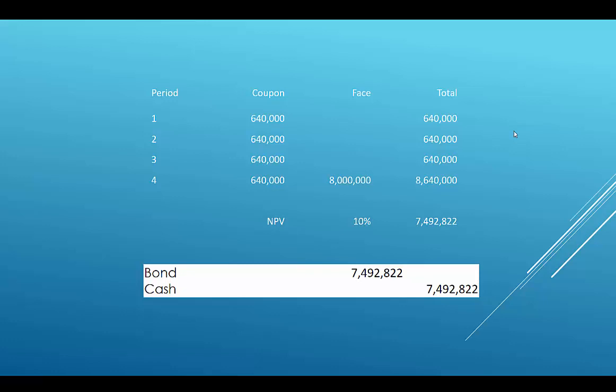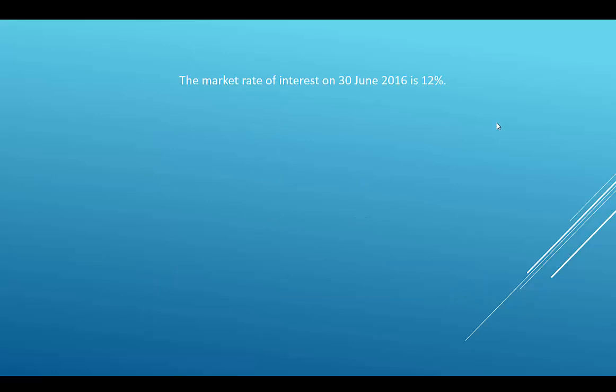Now, what do we do in subsequent periods? Well, this asset has been determined to be a fair value accounting instrument, and so what we need to do in subsequent periods is work out what the interest rate is at the end of the year, and the interest rate has increased to 12%, and we need to work out what the future cash flows are now worth. After 1 year, we've received our first coupon payment of $640,000, so we now only have 3 coupon payments outstanding of $640,000 and the face value of $8 million.